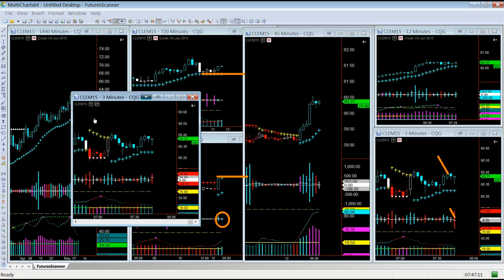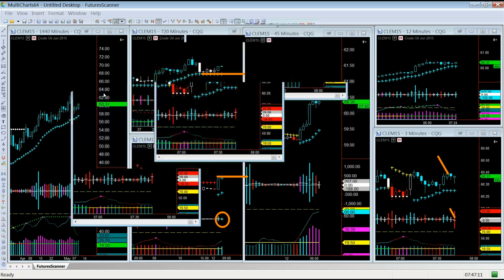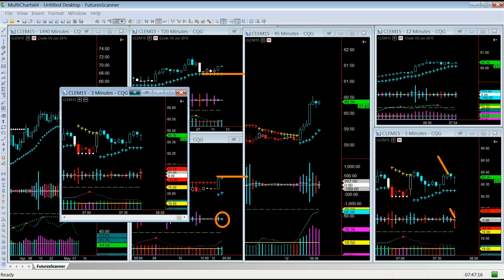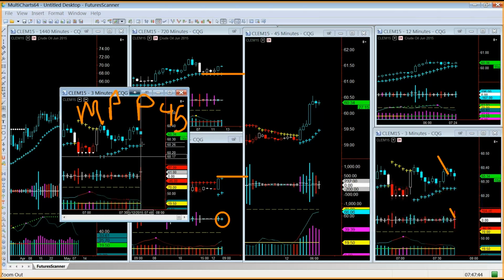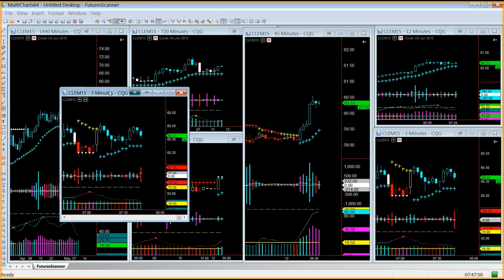So now I can drag that over, and I could even, if I wanted to, write on my screen, magenta peak, potential 45. So that kind of keeps me on track. Okay. It knows what I'm looking for. I've got a potential magenta peak on the 45 minute chart. That means it has to be red. It has to go back and test that. Until it does it, there's nothing I can do. Okay?